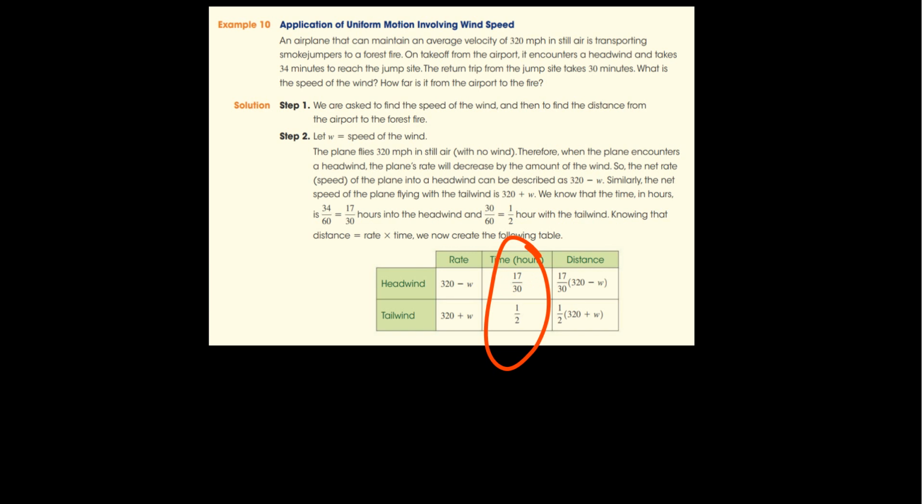The return trip from the jump site takes 30 minutes. And again, that's pretty easy, right? 30 minutes, that's just 1/2. And we have our problem set up. And it looks like we would equate the two distances here to get my wind. And let's see, how far is the airport to the fire? Just a little bit of thought would get to that point.